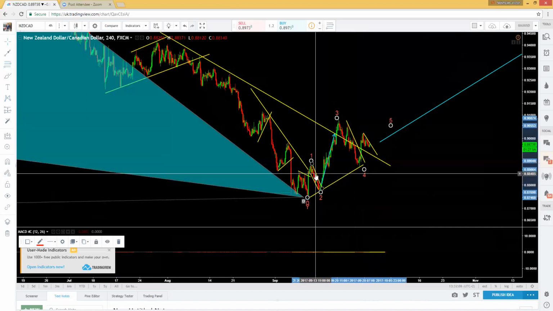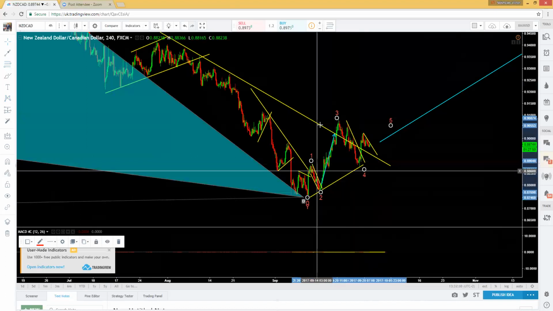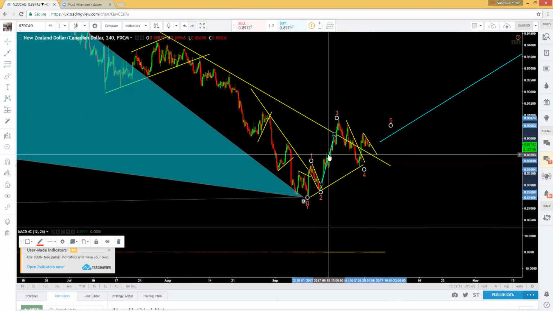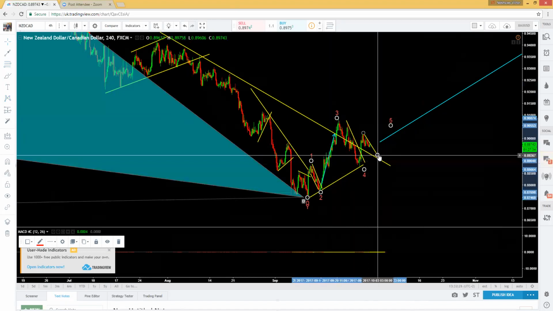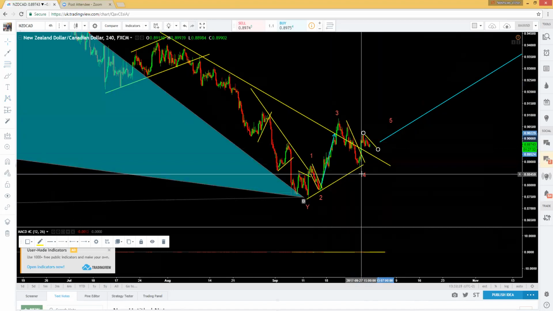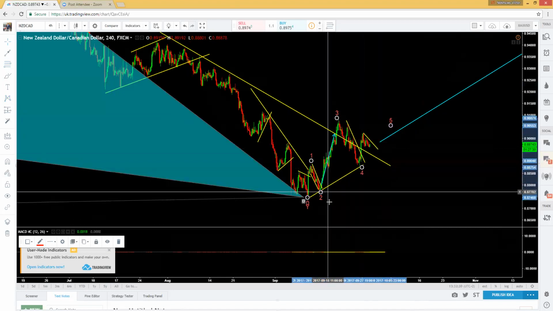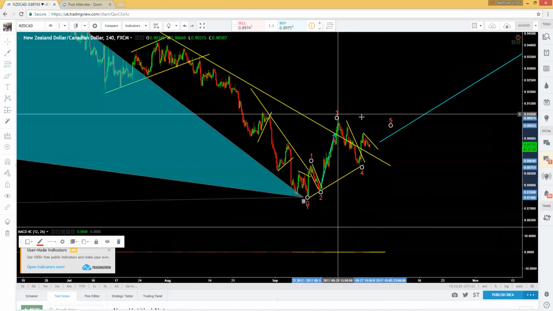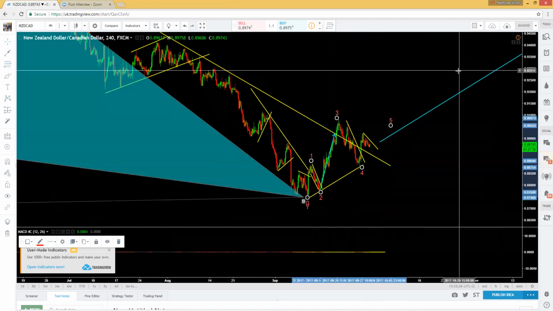Okay, but then this is where your discretion comes in. Remember, there's a difference between a theory and a theorem. A theorem is a statement that has been proven and accepted as fact, right? And a theory is a set of ideas that have been accepted, but not necessarily as fact, right? But this is where you need to use your discretion, whether you can invalidate this wave count or you need to relabel it. But for now, we know that the move is to the upside.